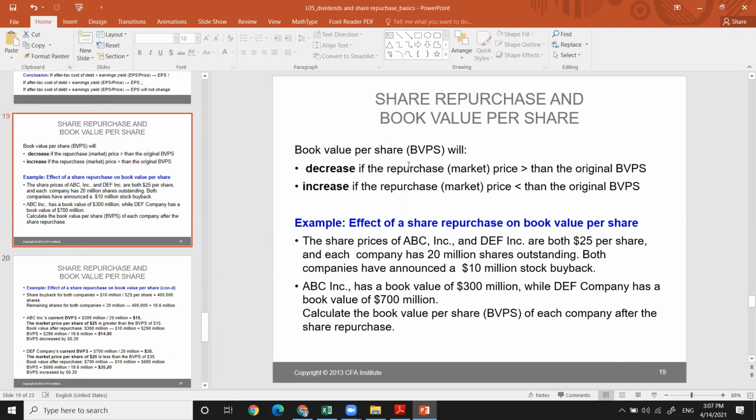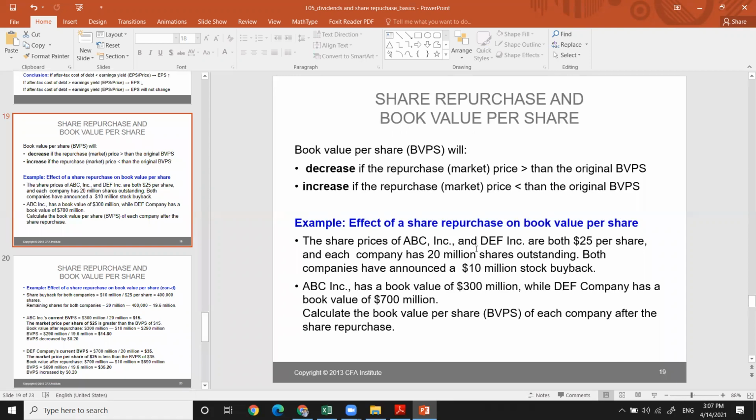Book value per share will decrease if the repurchase market price is greater than the original book value per share. Book value per share will go up if the market price at the time of the repurchase is less than the original book value per share, I mean before the buyback. And this is book value per share after the buyback. So there are two examples given.